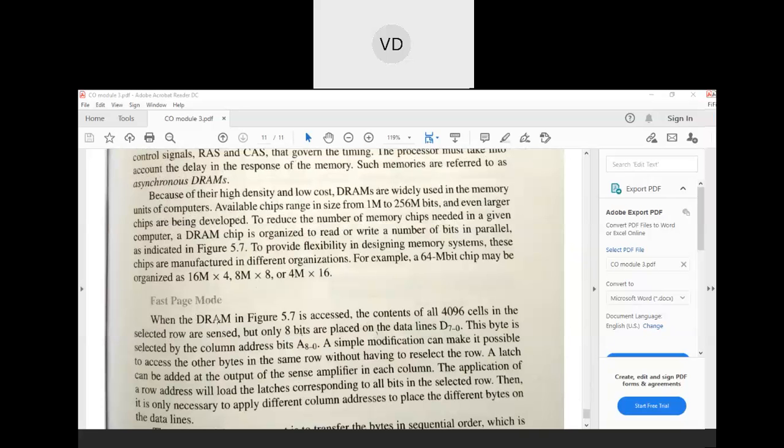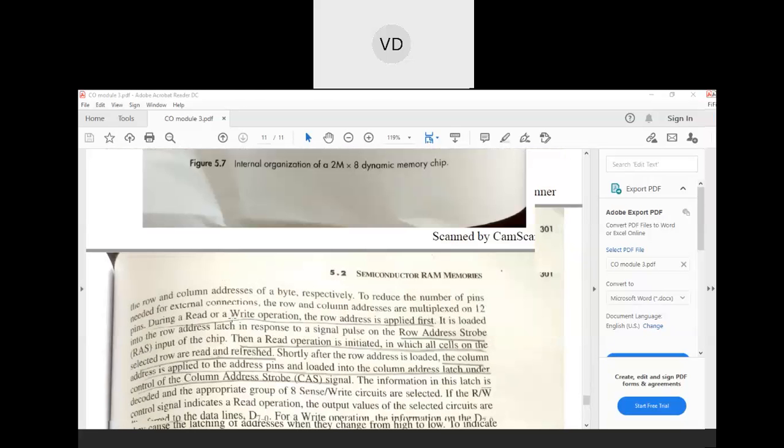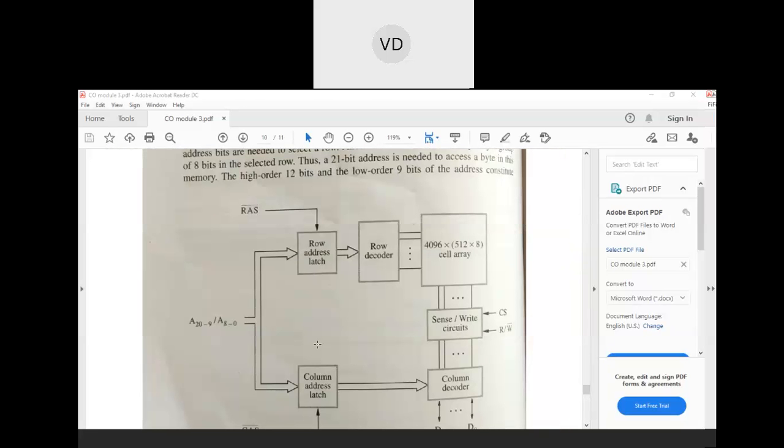In this fast page mode, what will happen? The row address will be used only once, and that will be latched, so that when you are going to refresh the next group, simply the address that was generated previously by this row decoder is used. Here again the address of the row is not specified.